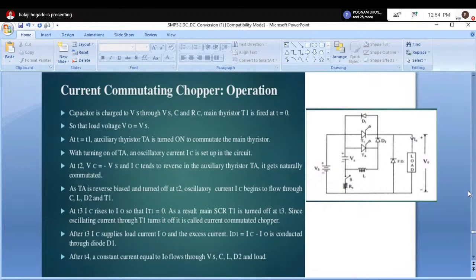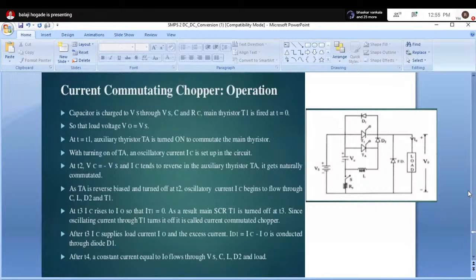Why is it called a current commutated chopper? Because the current flowing through the main thyristor itself is responsible for turning it off. At a point, there will be two currents flowing through the main thyristor, but in opposite directions. If the magnitudes of these two currents become equal, the resultant current through the main thyristor will be zero, and the diode connected in anti-parallel with the main thyristor will apply a reverse voltage across it, and as the conditions are satisfied, the SCR will be turned off.